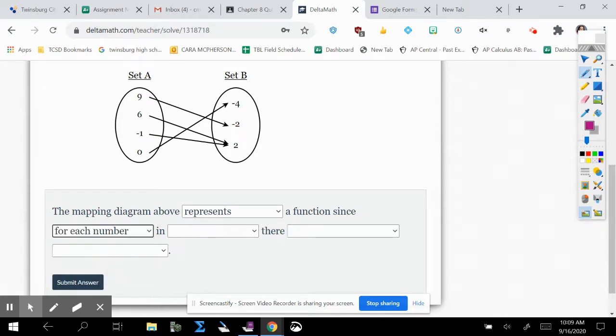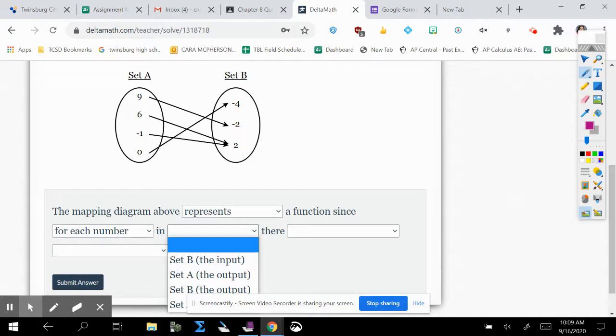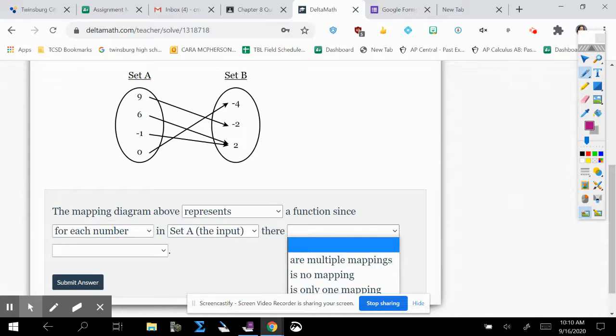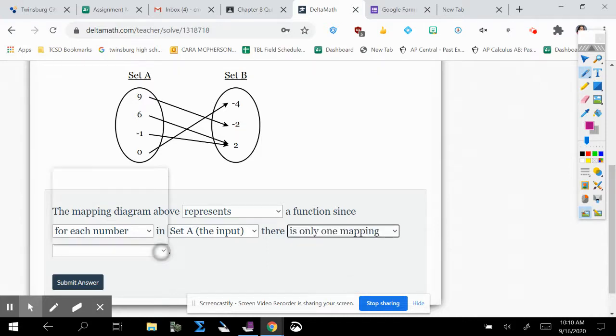for each number in the input, make sure you have the right one here, set A input, each number in the input has only one mapping in my output, which is B. So that's what they're looking for you to do in Delta Math, to explain if it is a function. The reason it's a function is that every number in the input, which is going to be set A, has only one value it maps to in the output.